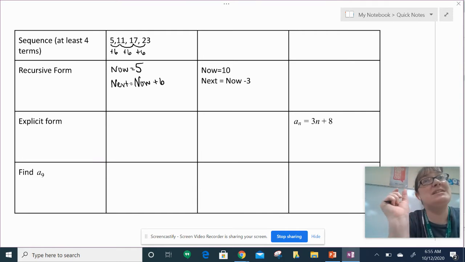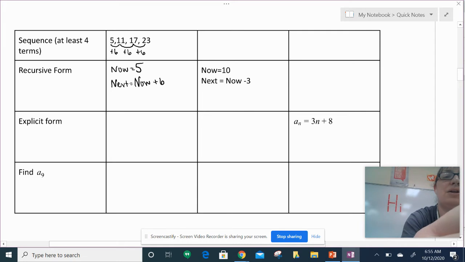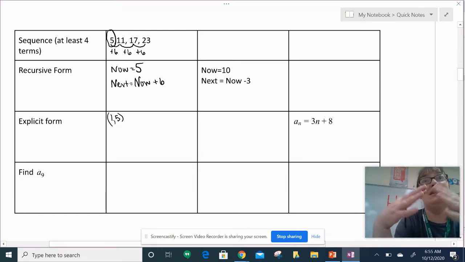I told you explicit is a little bit harder to write, but we can still use explicit form, and we can use our knowledge of point slope. To do that, I'm going to look at this first term and write a point of (1, 5). What that means is 1 is the first term of the sequence, and 5 is the number that actually is.